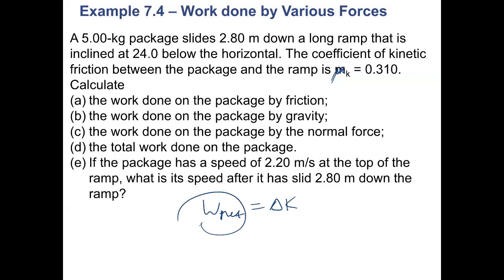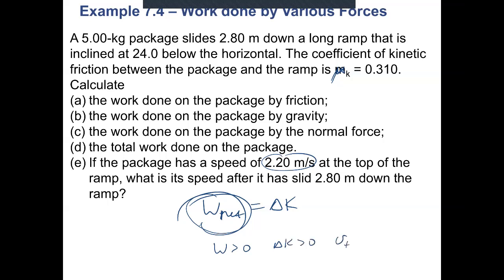Well, the 2.2 meters per second is the initial speed, which we can use to find initial kinetic energy. Now will it change or not will depend on the total work done. If the total work done is zero, you have the same speed. If the total work done is non-zero, then your speed will change, and whether it becomes more or less depends on this. Remember, if work done is positive, that means delta K is positive, meaning V final is greater than V initial. If total work done is negative, then delta K is negative, meaning V final is less than V initial, you slow down.